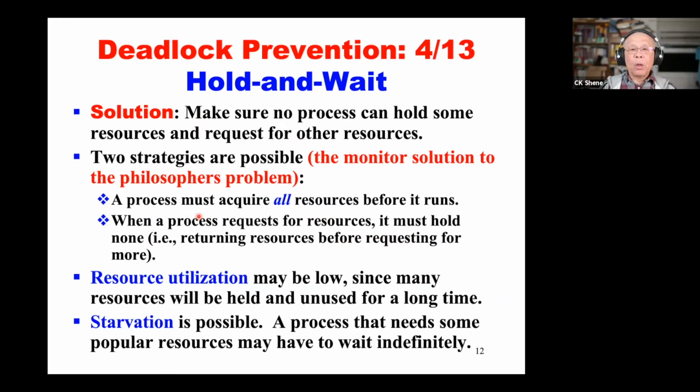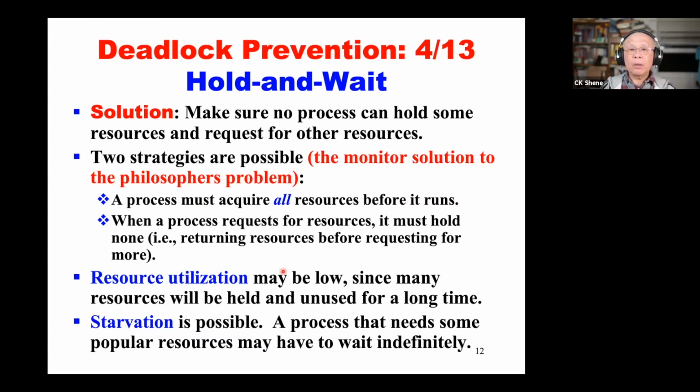Remember, using monitors and semaphores, we are able to force a philosopher to have both chopsticks at the same time. So this means a process or a philosopher must acquire all chopsticks before it can eat. So this is one way to do that. The second one is when a process requests resources, it must hold none.